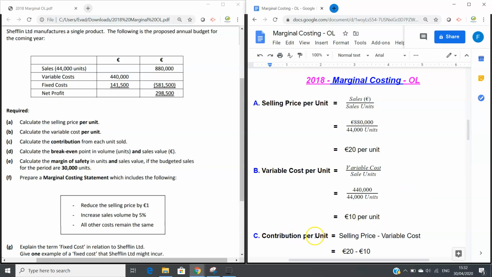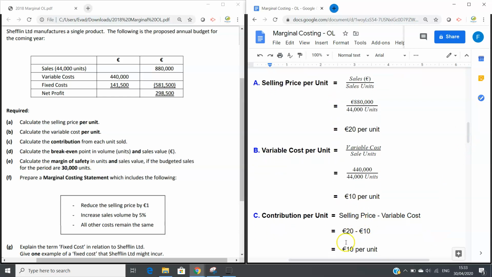Okay, part C is contribution per unit, and the formula is selling price minus variable costs. So the selling price, we're after calculating that a second ago, €20, and we minus the variable costs. Again, variable costs, €10. So take the two away, and your answer is €10 per unit. And again, have the euro sign and per unit as well.